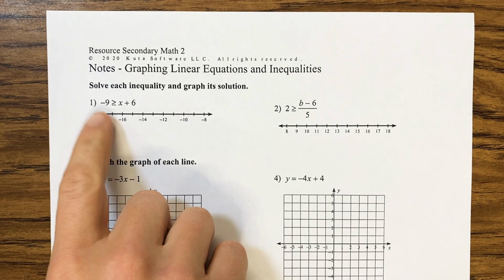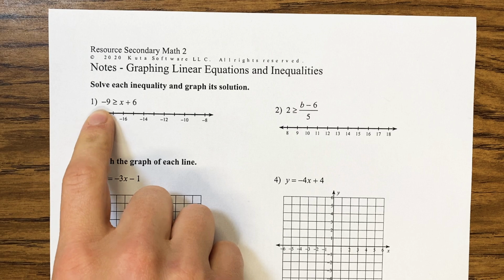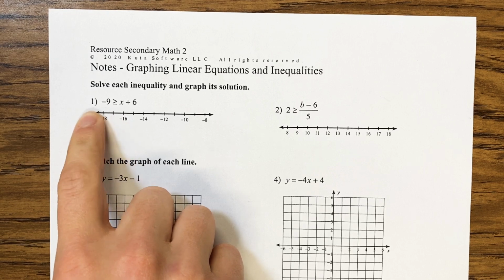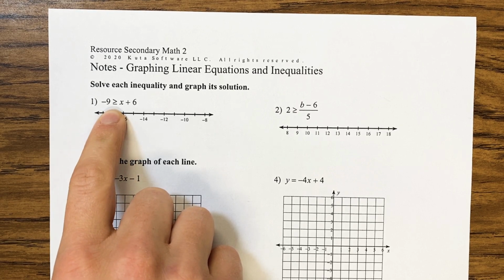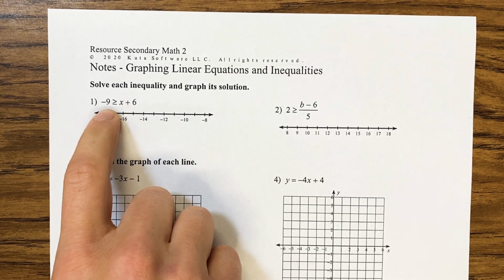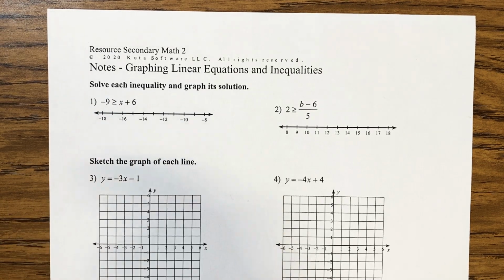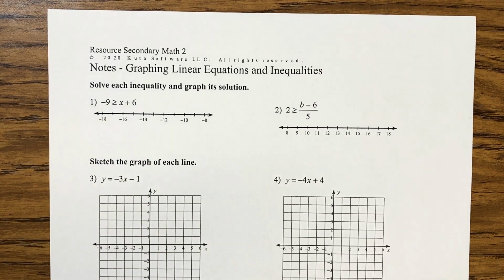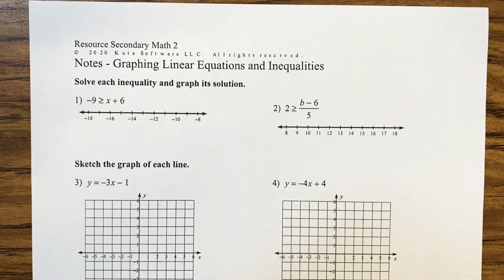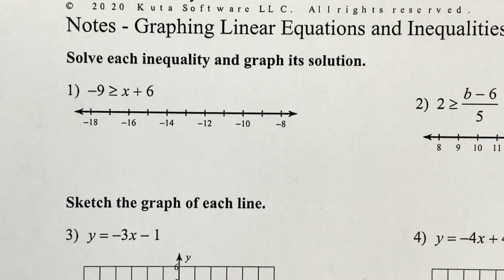Okay, but inequalities are math sentences that are not equal, right? So in number 1, we see that the left side with this -9 is greater than or equal to. They are not equal unless it says "or equal to." So they could be greater than or equal to. Let's go ahead and start with numbers 1 and 2.